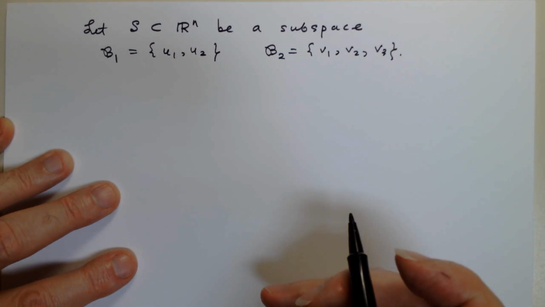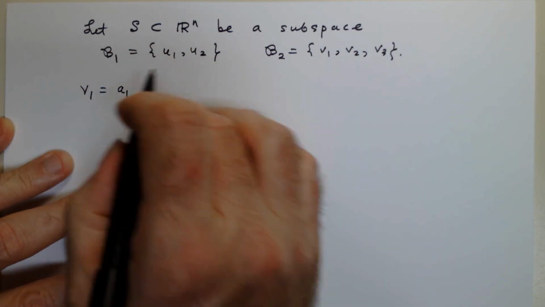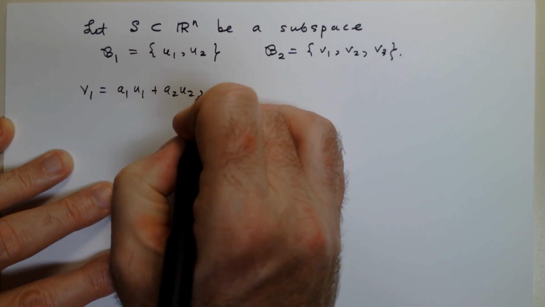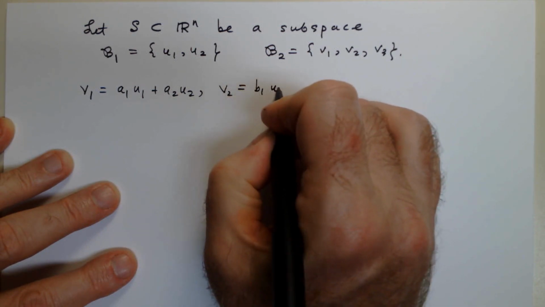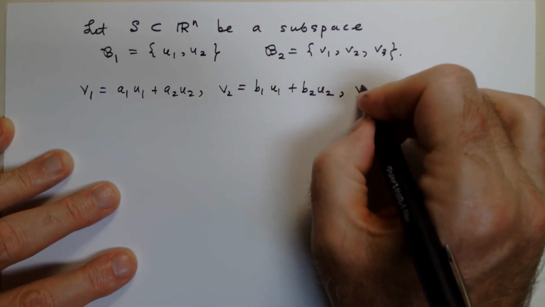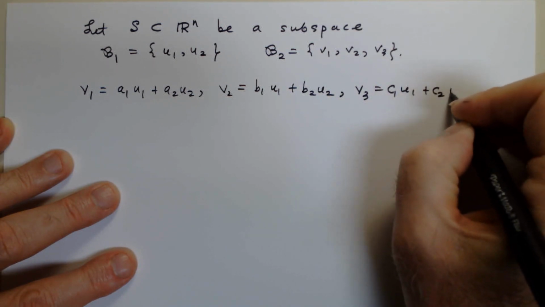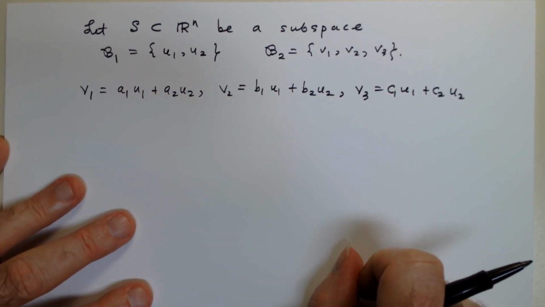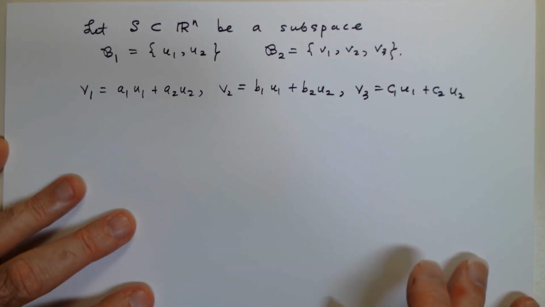We can write v1, for example, as some combination of u1 and u2. Let's say a1 u1 plus a2 u2. v2 will be, let's say, b1 times u1 plus b2 times u2. And then finally, v3 will be c1 u1 plus c2 u2. All right, so we're using the spanning property of u1 and u2 to our advantage here to write v1, v2, and v3 in terms of u1 and u2.